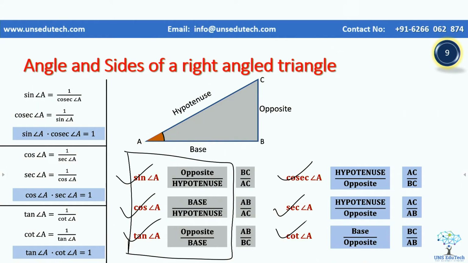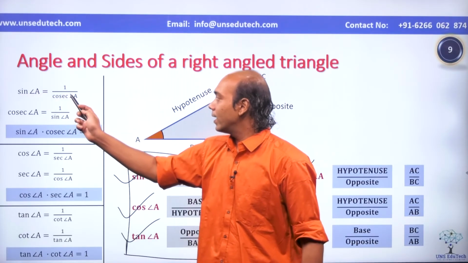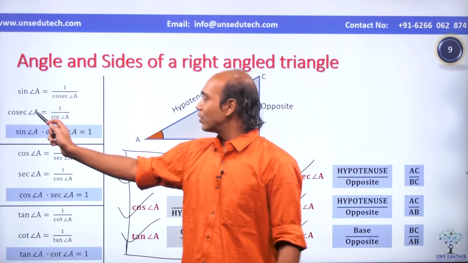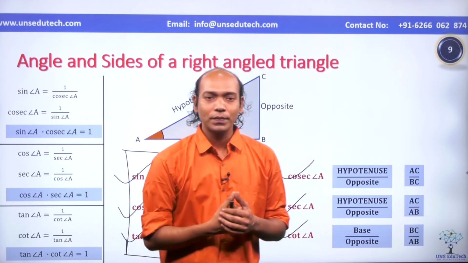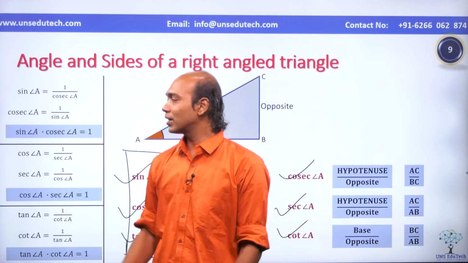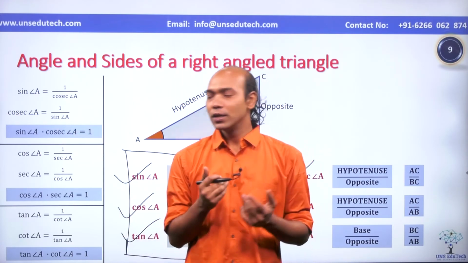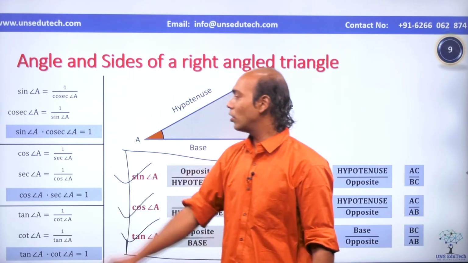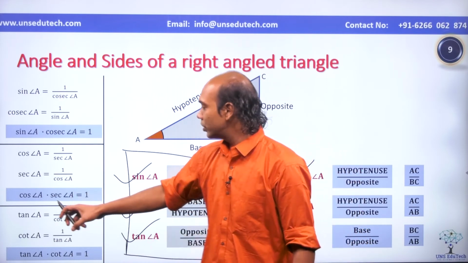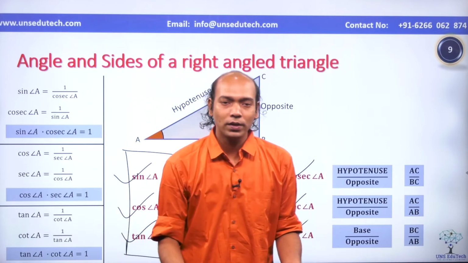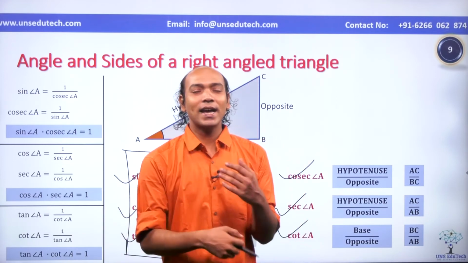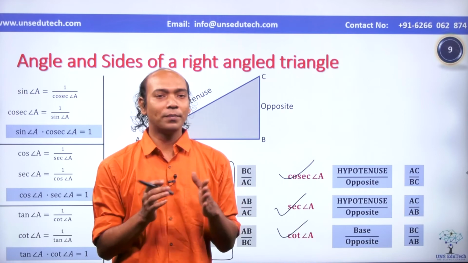Now here we observe one important thing. We learned that sine A is 1 by cosec A and cosec A is 1 by sine A obviously because they are reciprocal of each other. Now if they are reciprocal of each other obviously their product is 1. So therefore sine into cosec is always 1. Based on the similar logic cos into sec is 1 and tan into cot is always 1. So this is, you can say, the first kind of identity or relation that you have to remember.